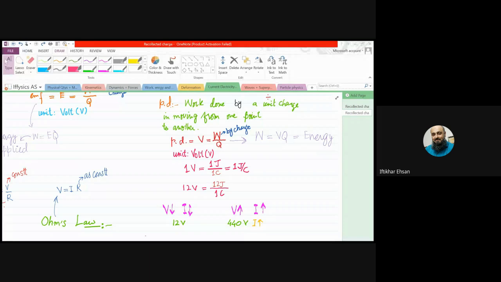So beta, were you able to understand the difference between EMF and potential difference? Yes. Okay, then can that be all for today?